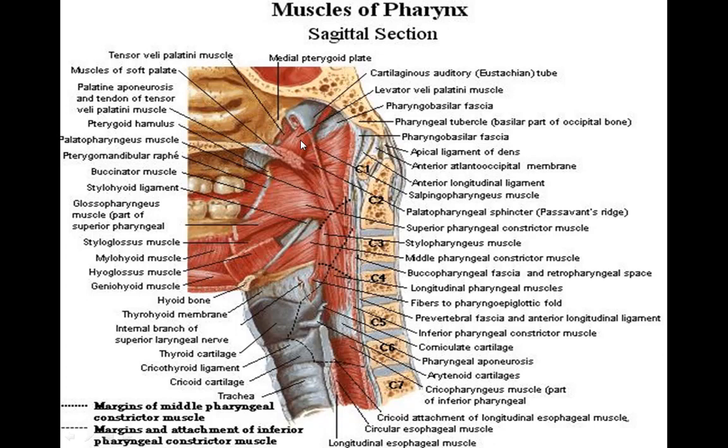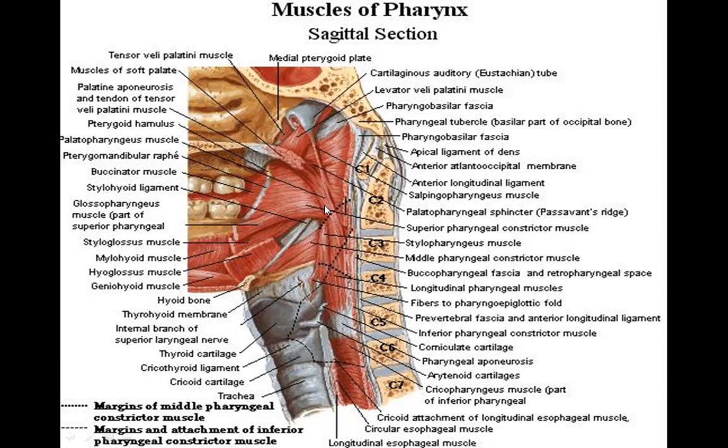As you can see here, this is the levator veli palatini muscle to the soft palate. And here this is the salpingopharyngeus muscle. As we mentioned, we had 3 muscles running longitudinally. We see one from outside, this is stylopharyngeus, and here the second one is the salpingopharyngeus muscle, and the third muscle is the palatopharyngeus muscle.